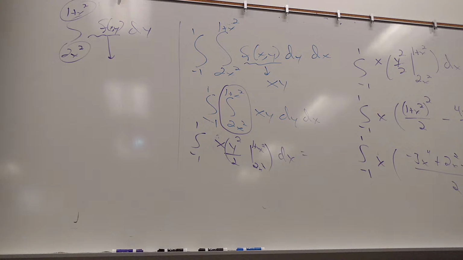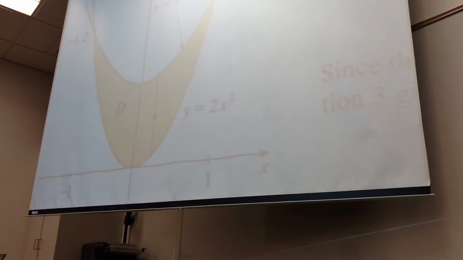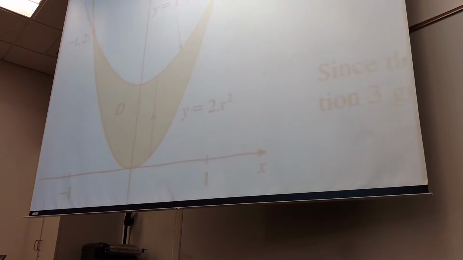The one that's mostly gray. So here I haven't given you a function. I've just given you a region over which I want to integrate some function.